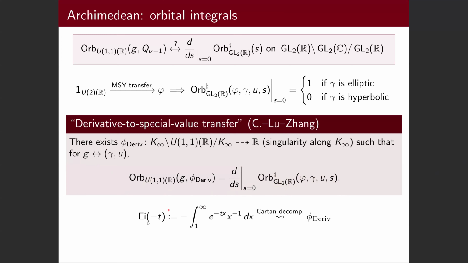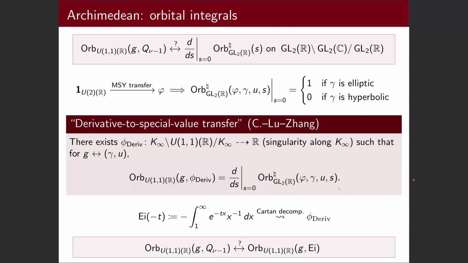Explicitly, this function can be described by the Legendre function, just like before. So just like before, this turns into a test function on the unitary group using the Cartan decomposition. And so I've transferred the statement about a derivative on one group and a special value in another group to just a comparison of two orbital integrals on the same group.